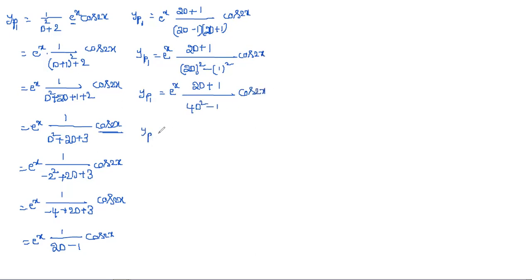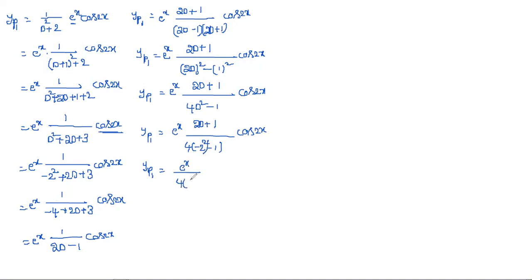Now yp1 is equal to e power x into 2D plus 1 by, and again D square appears. So in place of D square we can substitute minus 2 square, minus 1, into cos 2x. And now yp1 is equal to e power x by, this is nothing but 4 into, so this is only for this one, right? 4D square, so 4 into minus 2 square.